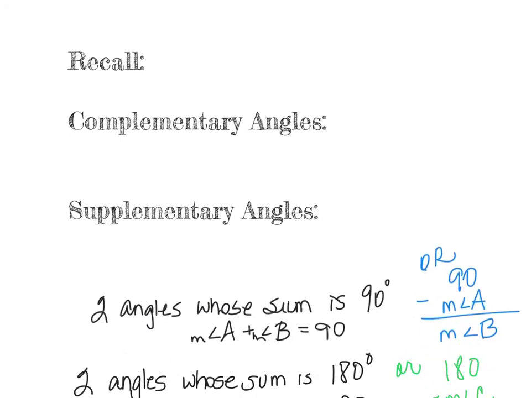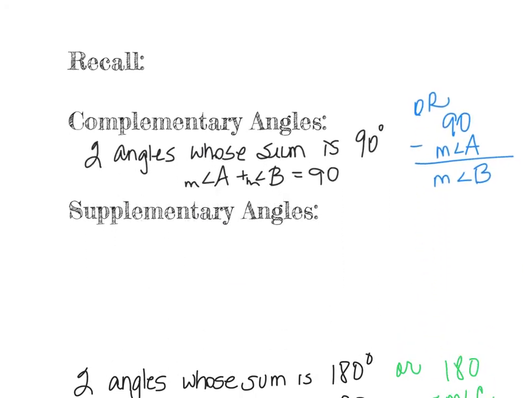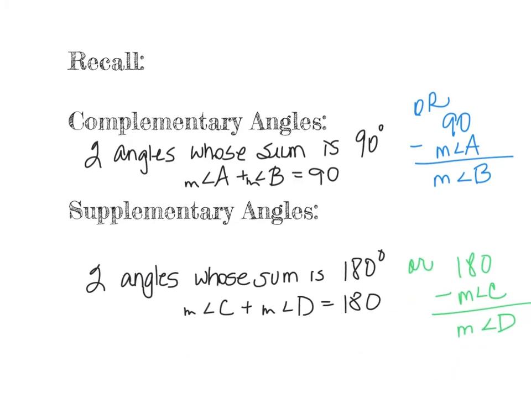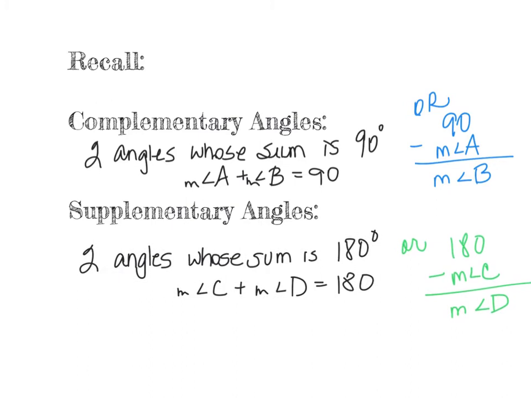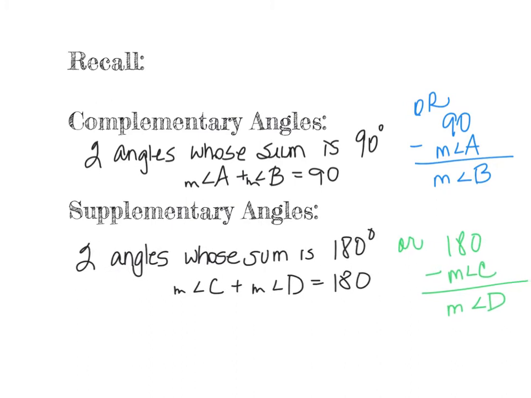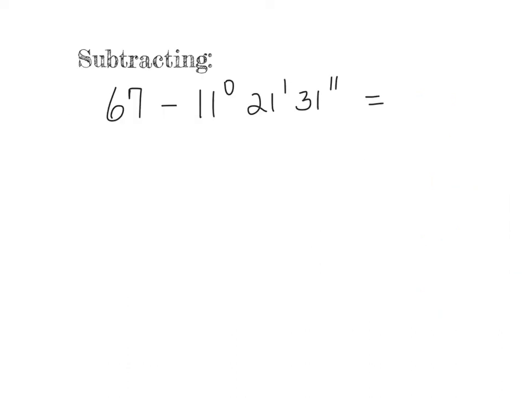Recall, complementary angles are two angles whose sum is 90. Angle A plus angle B equals 90, okay? Or we can take the 90, subtract angle A to get the complement, angle B. Supplementary angles are two angles whose sum is 180. Angle C plus angle D would equal 180. Or we can take 180 and subtract angle C to get the supplement, angle D.